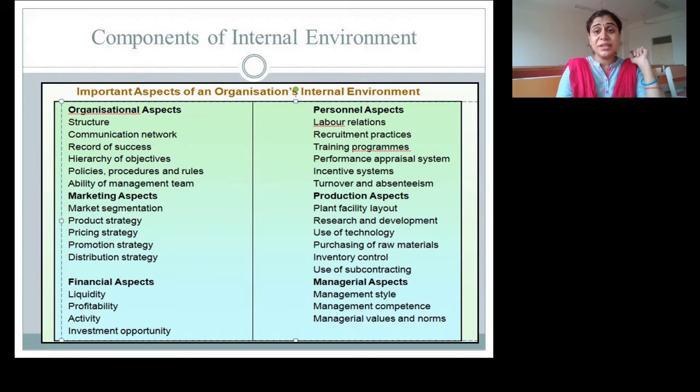Then we have the managerial aspects, and nevertheless management style. What kind of leadership style and management style is being followed by the people in the company, and how far is that style effective in driving the benefits for the company and giving the company a very profitable edge at par with the other companies in the market? Then we have management competence. How competent is the management to achieve the objectives and the targets, how are they benchmarking themselves in the competitive market? Then what are the managerial values and norms.